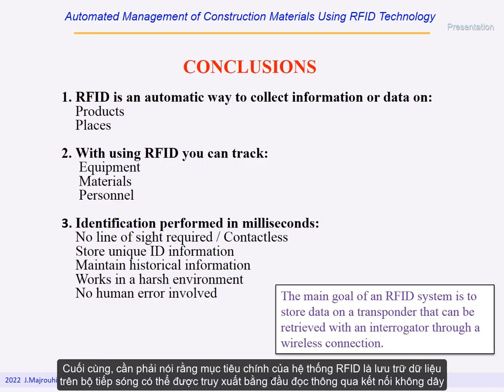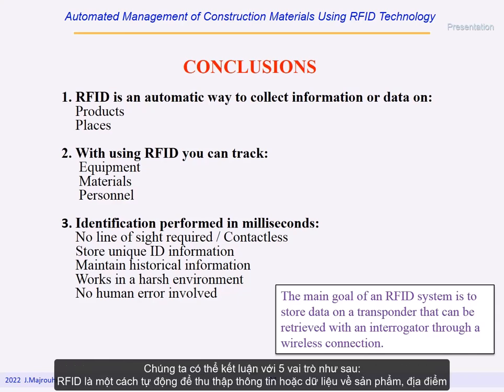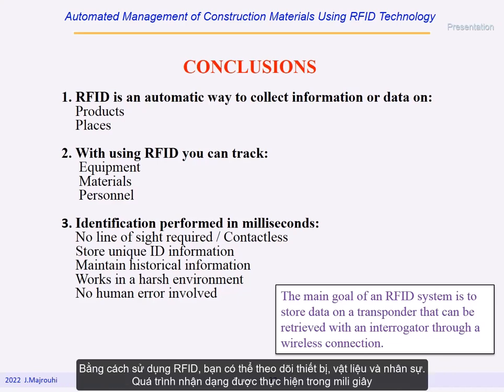Finally, it should be said that the main goal of an RFID system is to store data on a transponder that can be retrieved with an interrogator through a wireless connection. We can conclude our discussion in 5 rows. RFID is an automatic way to collect information or data on products and places. With using RFID, you can track equipment, materials, and personnel.